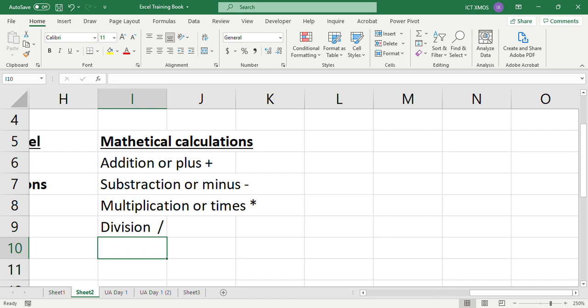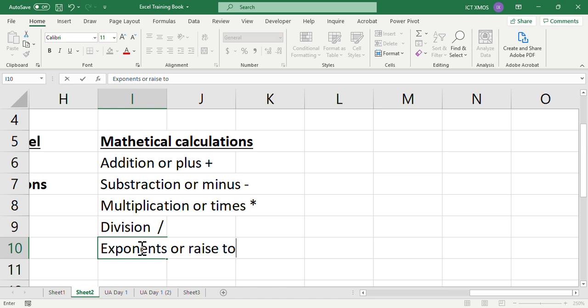Then we have exponential. Exponential is power, raised to power, exponents. And this is the sign in Excel. You can get this sign when you press shift key plus 6. It will give you this.